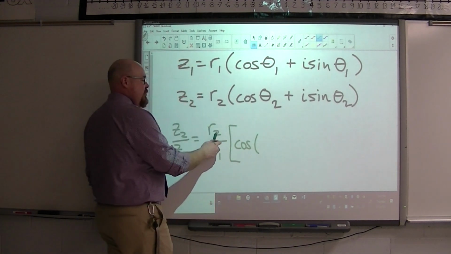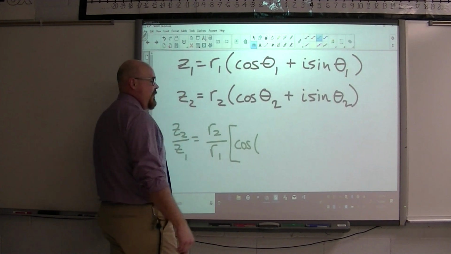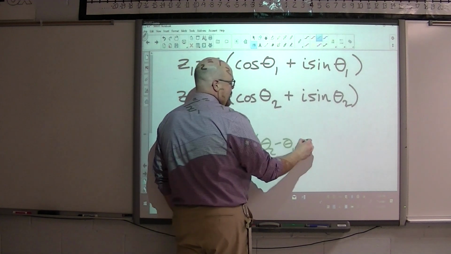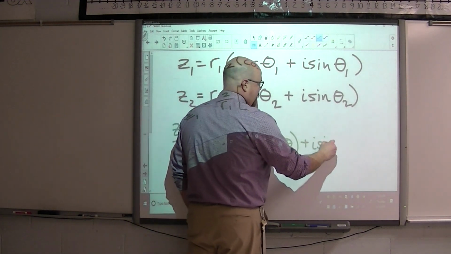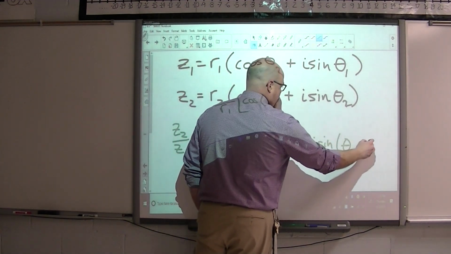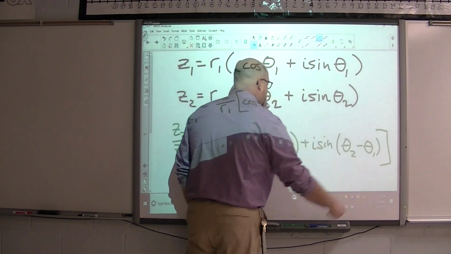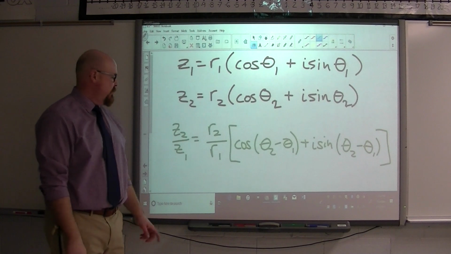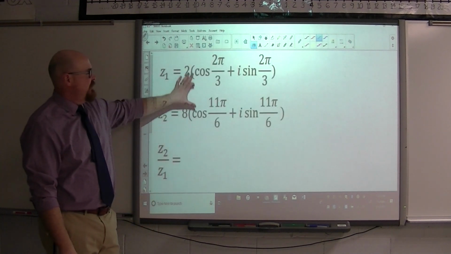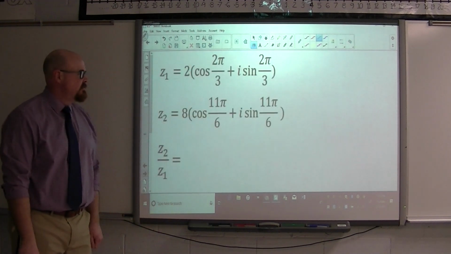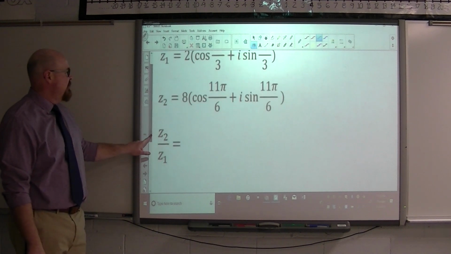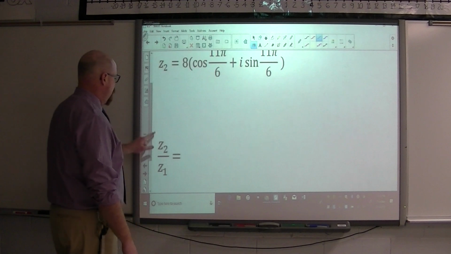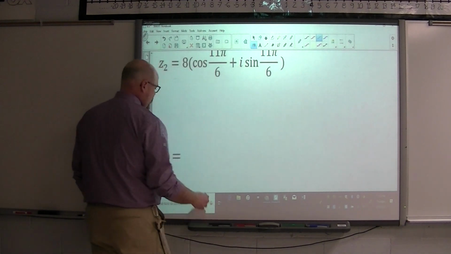So because I'm doing R2 over R1, I'm going to do theta 2 minus theta 1. And then here I've got the same term for sine. Right? Keep those arguments in the correct order. So what does that look like? I put the same two complex numbers that we used the last time. Z2 over Z1.